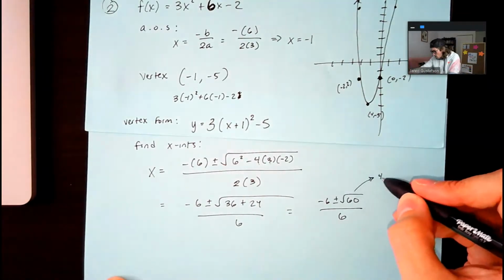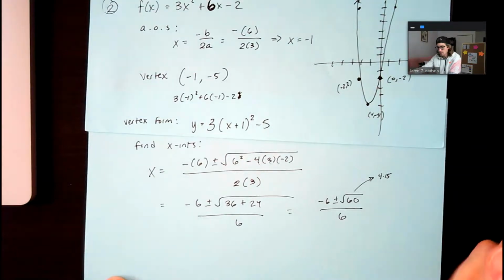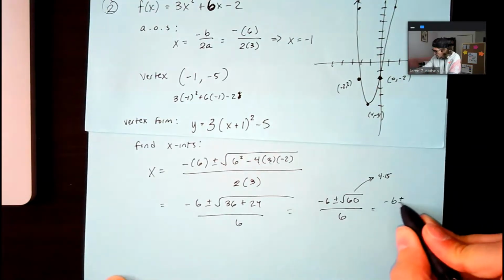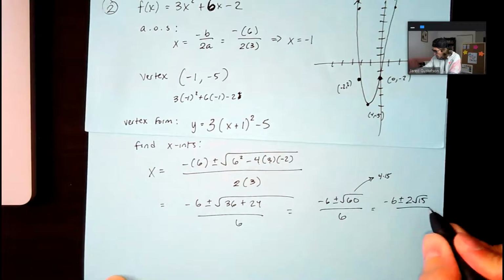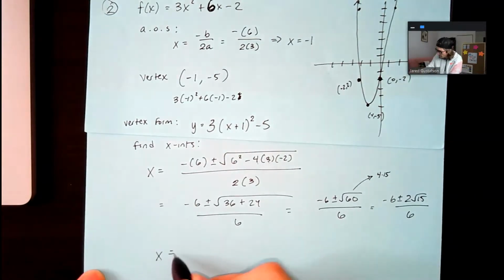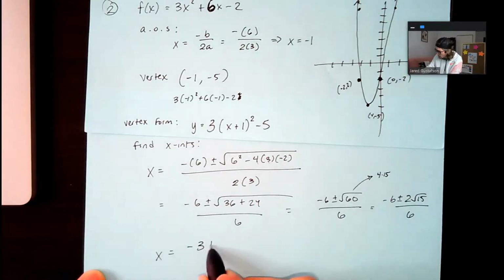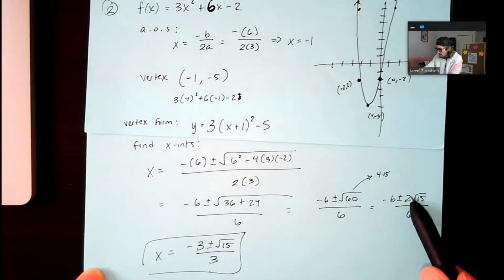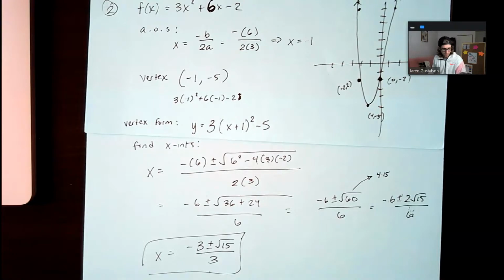60 is 4 times 15. This is -6 plus or minus 2 root 15 when we take that square root. Now we can simplify it a little bit. Our x-intercepts are at -3 plus or minus the square root of 15 over 3, canceling a 2 out of those 3 places. So I probably went through that a little quick for some of you maybe. If so, go back, play a little slower, watch it a second time, see if it makes sense.